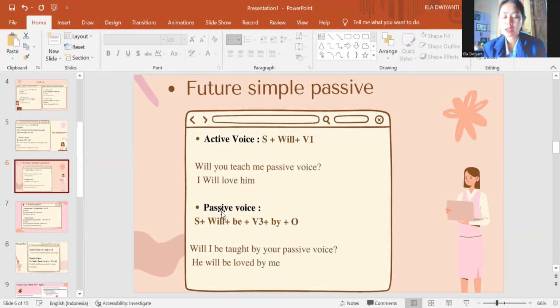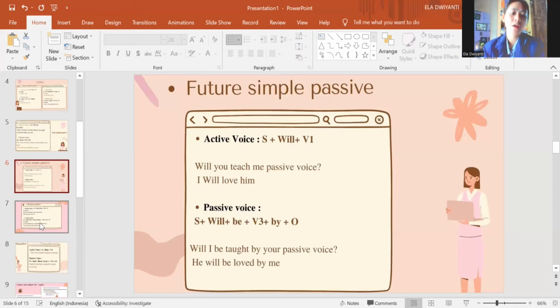If we change it into the passive voice, it becomes "He will be loved by me." I becomes the object in the passive voice, me, because it's the object, and him becomes the subject, he, because he is the subject. I will love him. He will be loved by me.